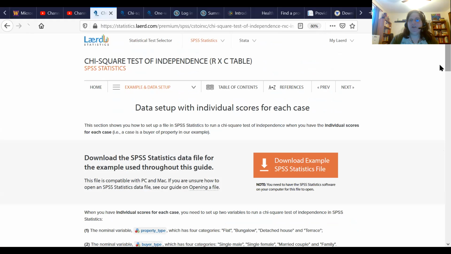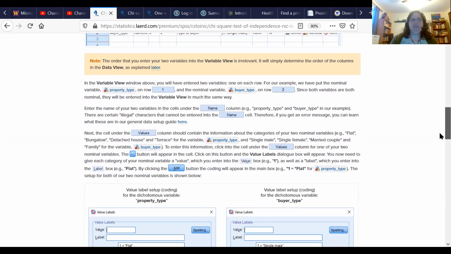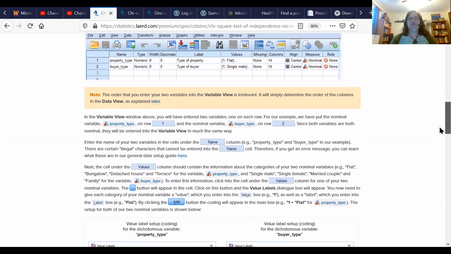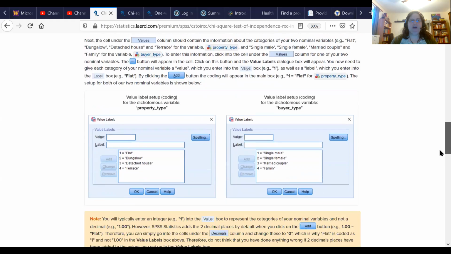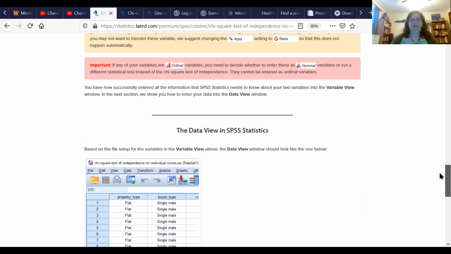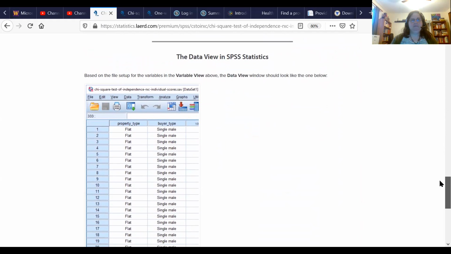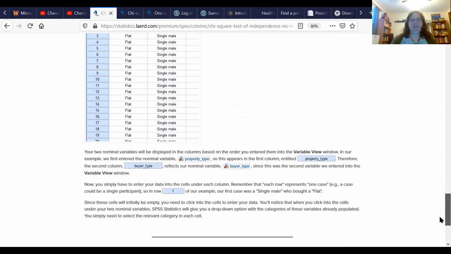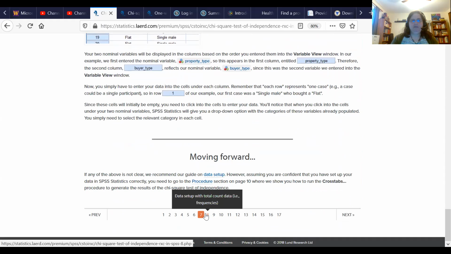So I'll just be really brief because we just looked at this, but this is basically how it would look if you did just put each case in by itself. Remember to put in those value labels. Very important. And that's how it would look.